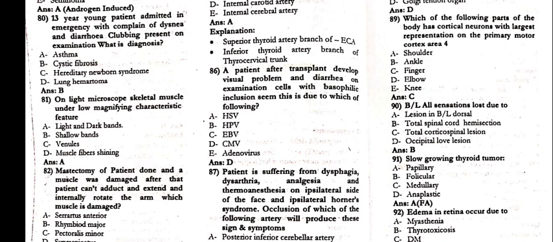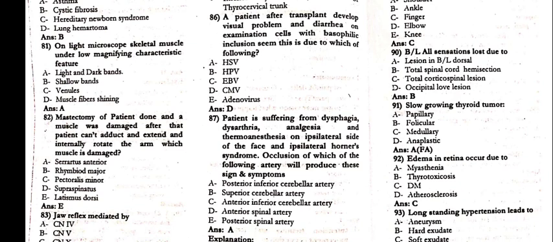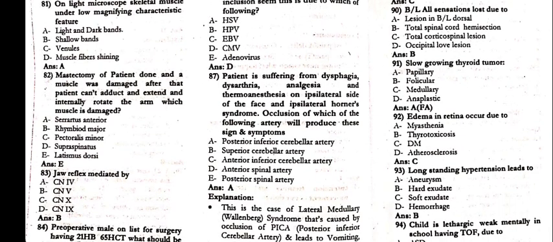The clubbing present on examination. This is cystic fibrosis. On light microscope, skeletal muscle under low magnification, the characteristic feature is the light and the dark bands. 82, mastectomy was done on the patient and a muscle was damaged. After that, the patient can adduct and extend and internally rotate the arm. Which muscle is damaged? That is latissimus dorsi.